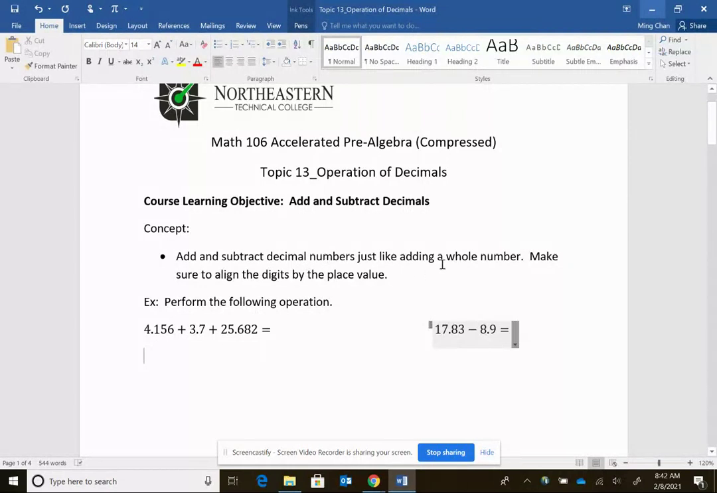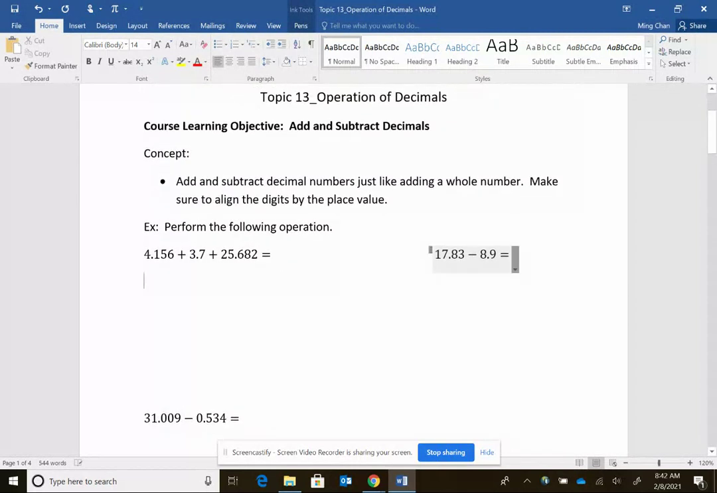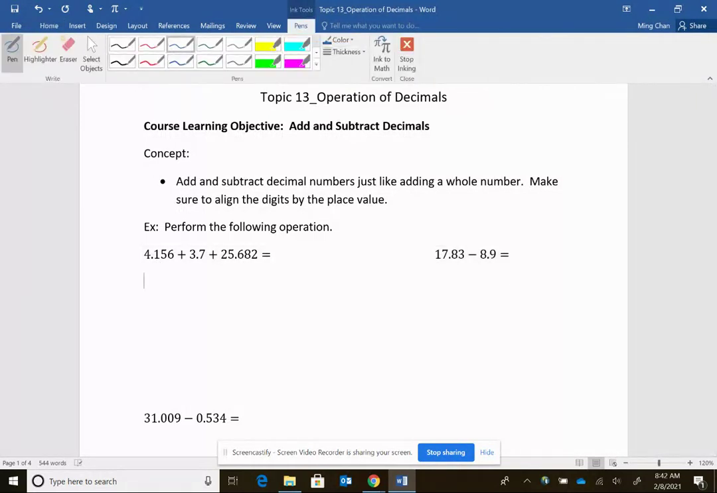It's just like adding and subtracting whole numbers, okay? So we've got to make sure we align the digits by the place value. Adding and subtracting decimals is just like adding and subtracting whole numbers, so make sure we line up these digits by the place value. It doesn't really matter if you want to put the longest number on top or not, or you can just put 4.16 first. It's whatever your preference is. I normally like to put the decimal number with the most digits on top.